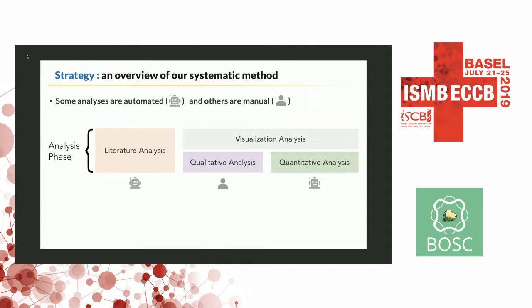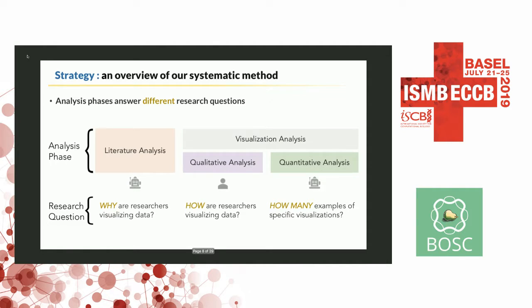Some aspects of this method are fully automated, that's the little robot, and some aspects, like the qualitative analysis phase, require a lot of human and manual curation. That was the student in the loop. And each of these different phases answer a different research question.